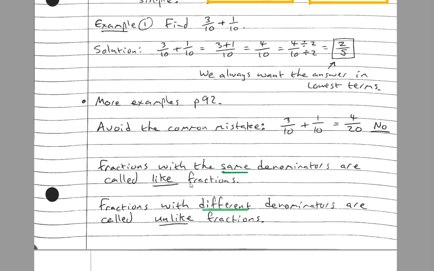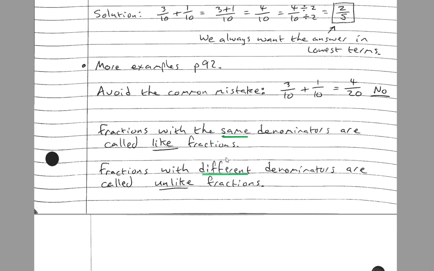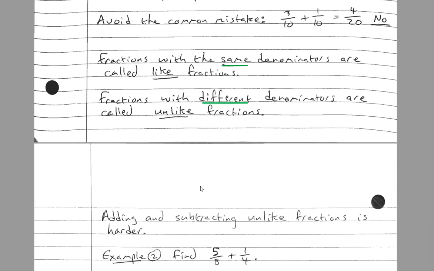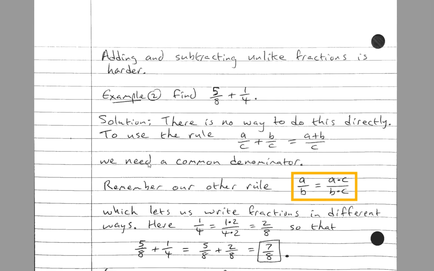Some jargon here. Fractions with the same denominator are called like fractions. Fractions with different denominators are called unlike fractions. So the more difficult case has unlike fractions. Example 2: find 5/8 plus 1/4. These two bottom numbers, these two denominators, are different. So we're adding unlike fractions here.